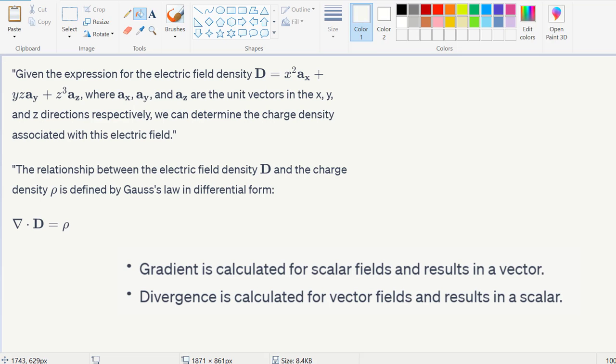Divergence is similar to gradient. We will use the del operator. The only difference is that gradient is calculated for a scalar quantity and divergence is calculated for a vector quantity, and the result of divergence is going to be a scalar.